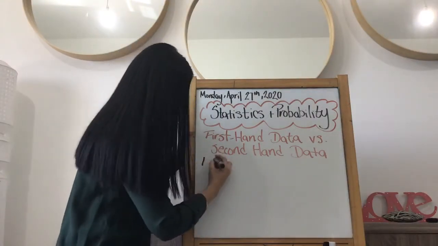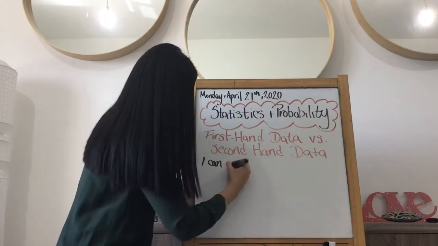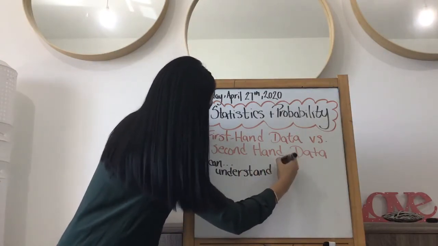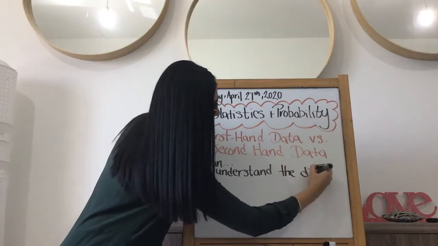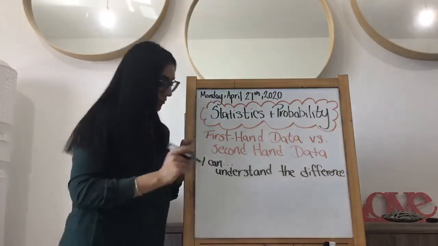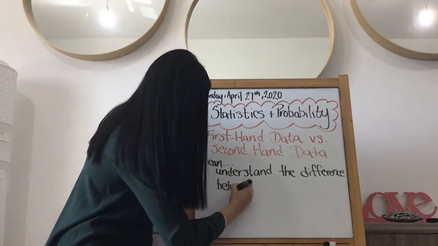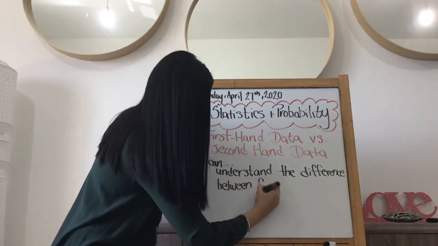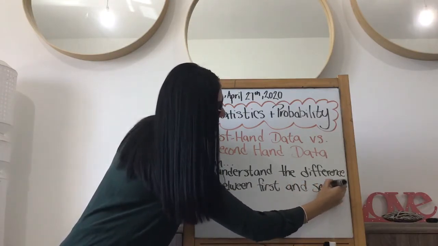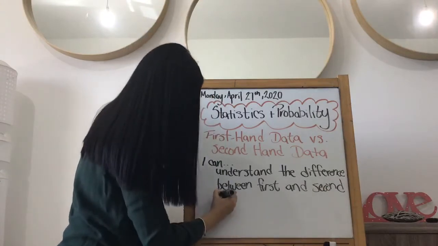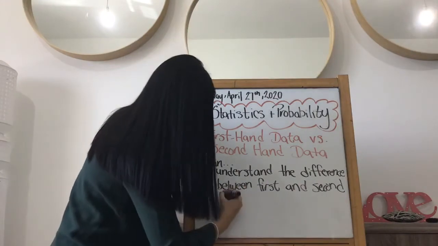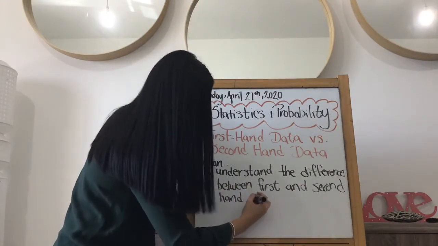So our I can statement is: I can understand the difference between first and second-hand data. I'm sorry if I'm always trying to make it very straight, but I'm on an angle. Because to understand the difference is very important. Okay, so please write that down and then highlight that.